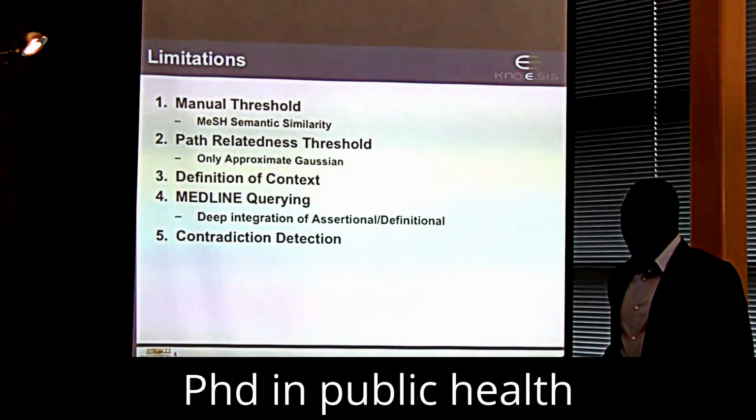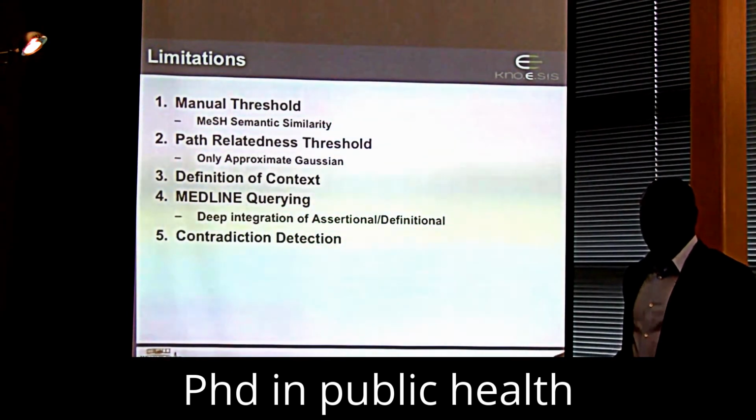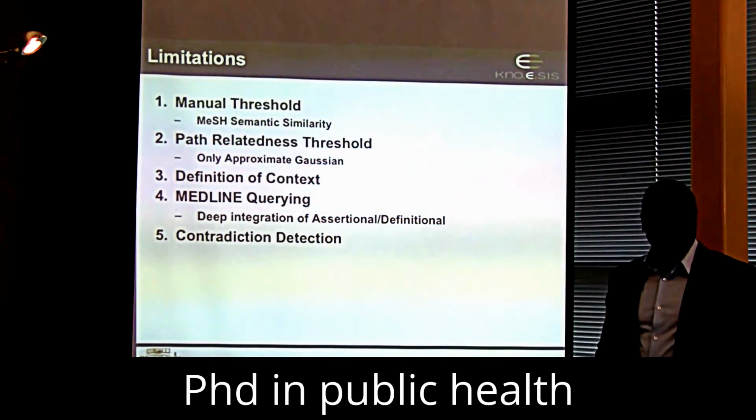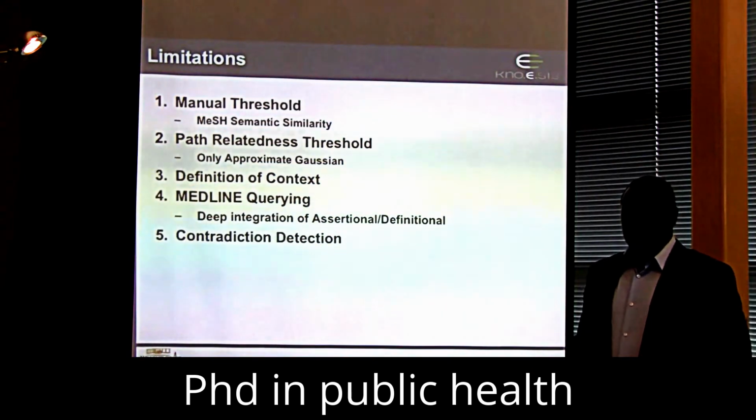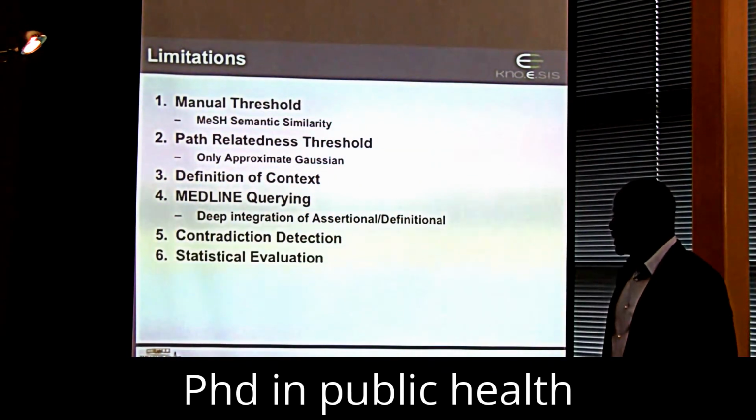Contradiction detection is something we haven't done. There are contradicting predicates in the graphs. We simply allow the domain scientists to go to the literature and sort those out, consistent with my argument that it is the domain scientist that will make the discovery, not so much the system.